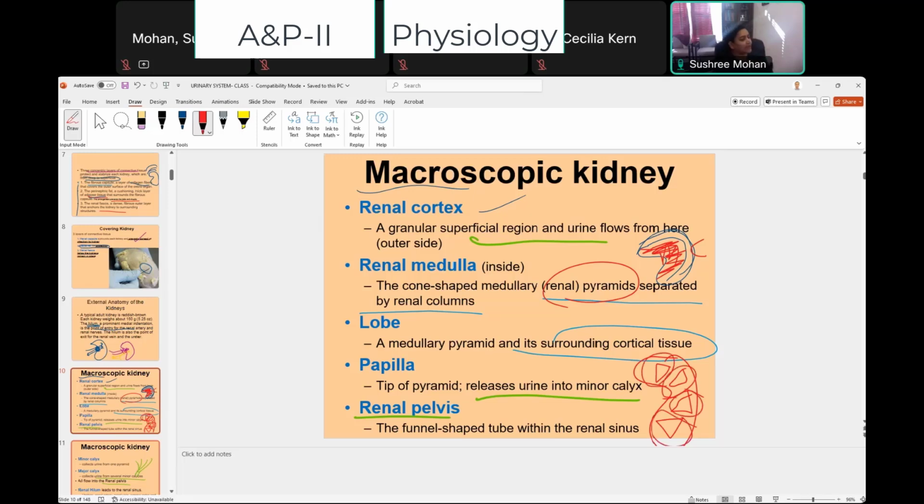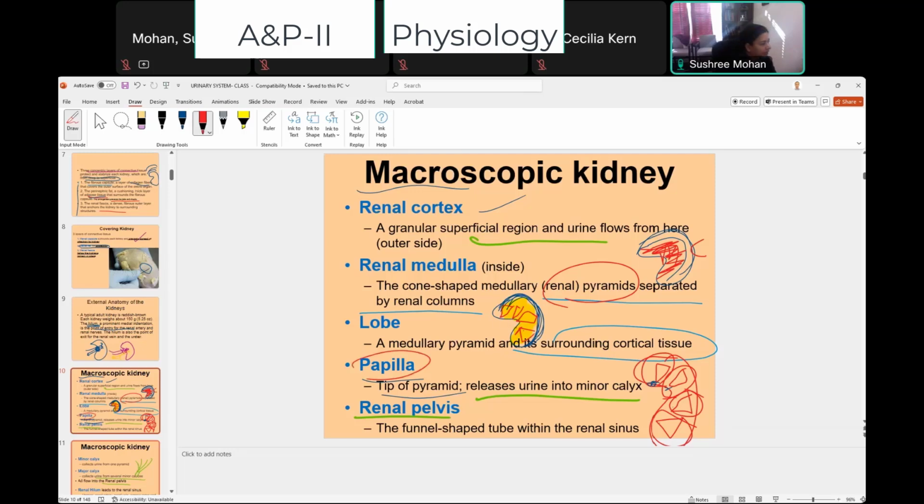Okay, a lobe. And if you look at the tip of each pyramid, this tip would be called the papilla. The papilla, that's the tip of the pyramid. So again, let me show you. The hat part, the top part, is cortex. Then all the remaining part is medulla. Now in the medulla, you have pyramids like this, and the tip part of each pyramid would be the papilla.